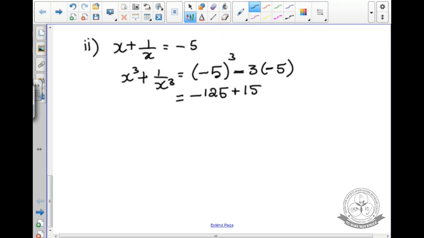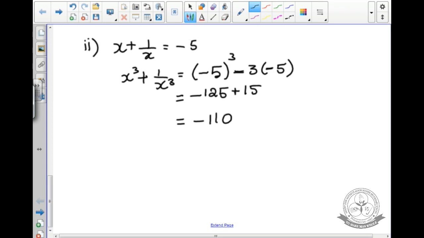So what do you get? Minus 125 plus 15 is equal to minus 110. This is the answer.